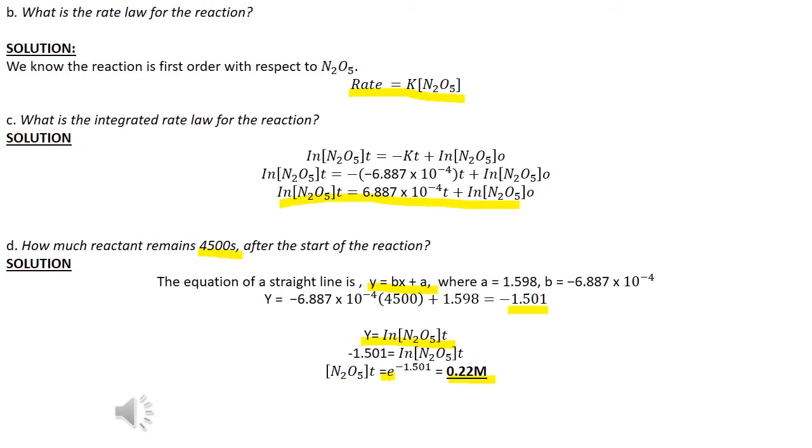B. What is the rate law for the reaction? Solution. We know the reaction is first order with respect to dinitrogen pentoxide. Rate equals k times concentration of dinitrogen pentoxide. C. What is the integrated rate law for the reaction?